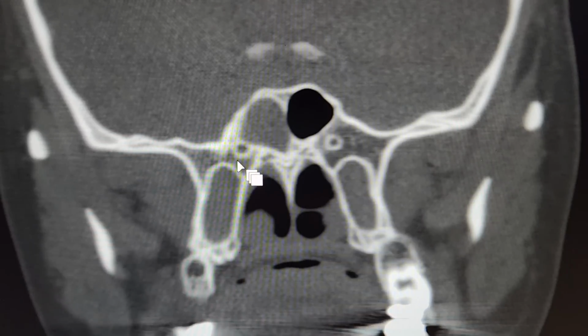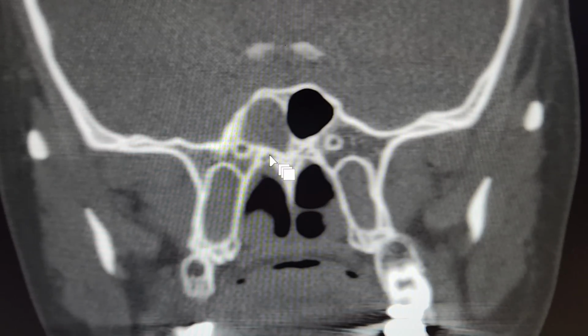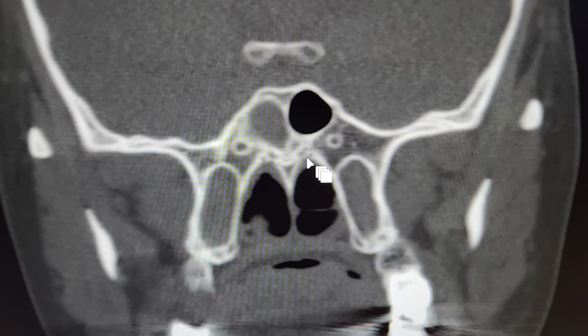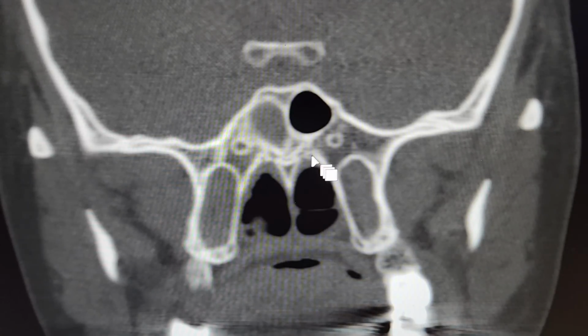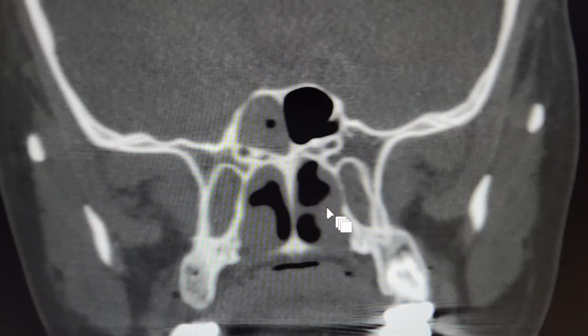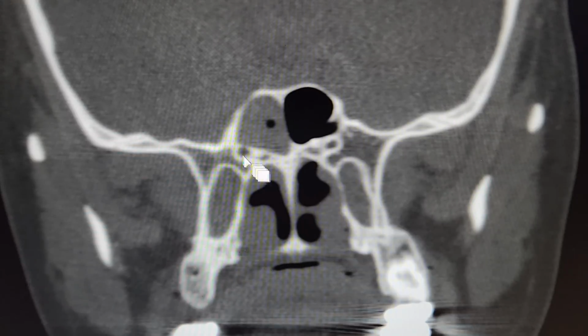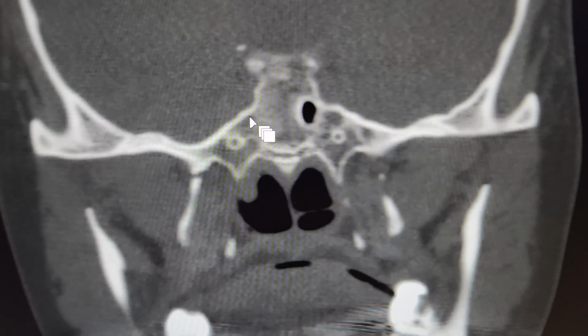What you can see over here is the Vidian canal, and that's the V2. That's the V2, the foramen rotundum, and that is the Vidian canal. And you can see the same on the left side. That's the V2 here, and that's the somewhat not that prominent Vidian canal, I would say. So that is the V2 and the Vidian here. That is also something you need to carefully observe.